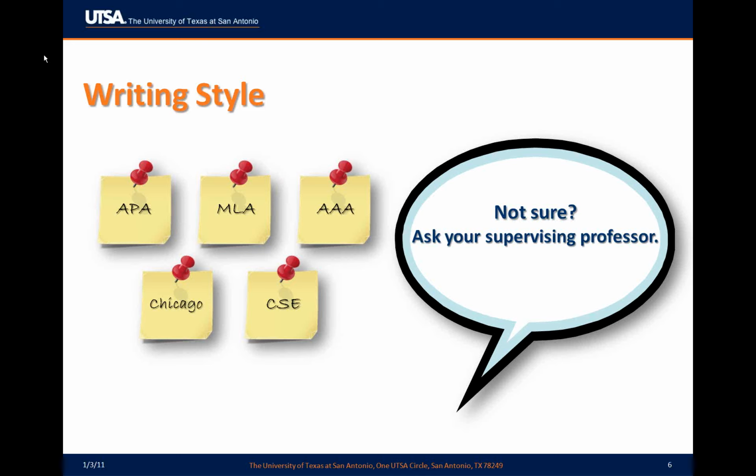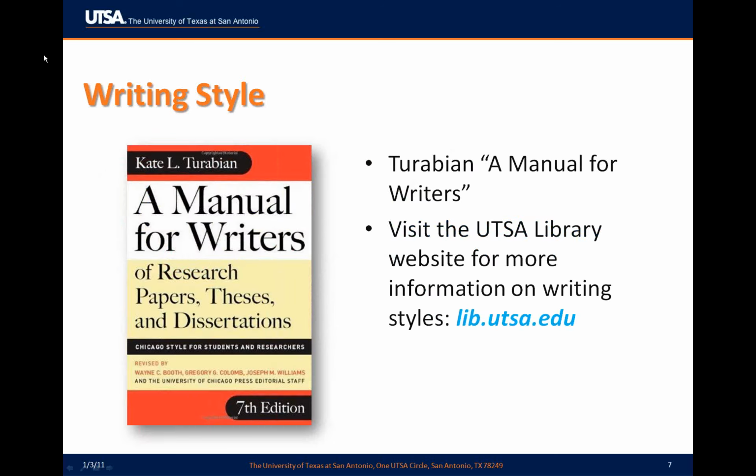Or let's say you are in one of those few programs that does not have a writing style assigned to it officially. Another option is to use the Turabian Manual for Writers. This is a good one, especially if you don't have a writing style assigned to your program. You can visit the UTSA Library website for more information on writing styles or on the Turabian Manual for Writers.